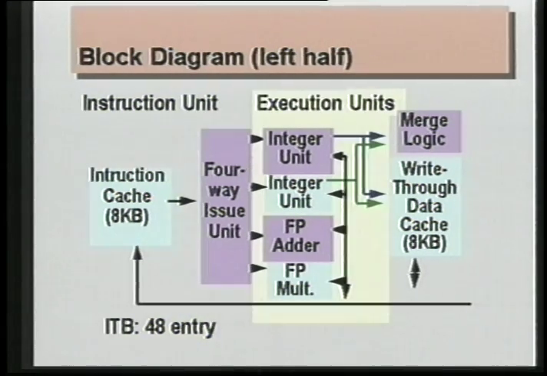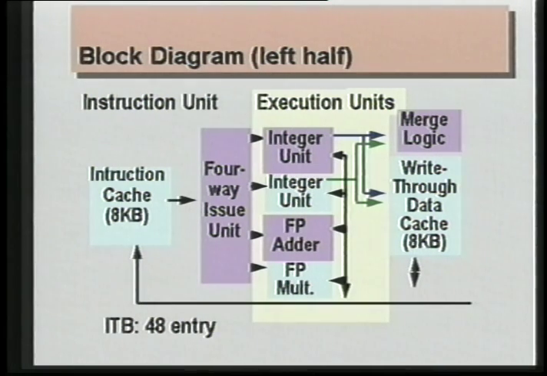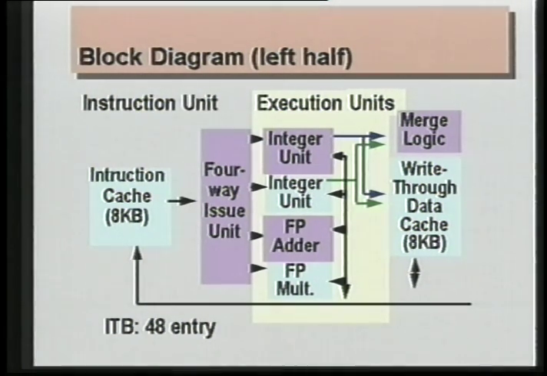The execution pipelines are divided into 2 integer pipelines and 2 floating point pipelines. The 2 integer pipelines each can execute the virtual address calculation part of a load and store instruction. Loads can dual issue in these pipelines, though stores can't. The floating point pipelines are divided into an add pipeline and a multiply pipeline.